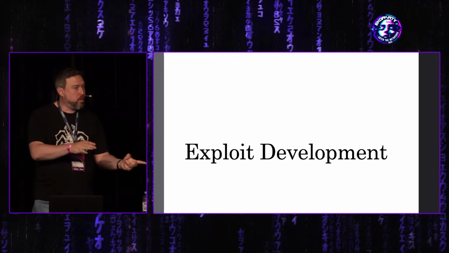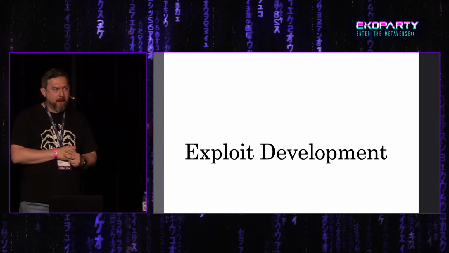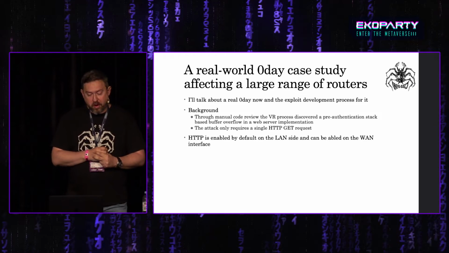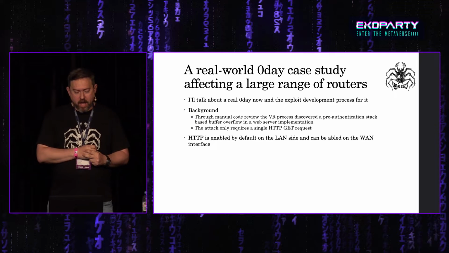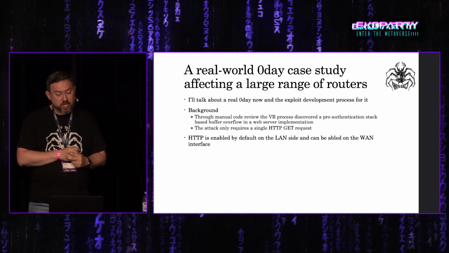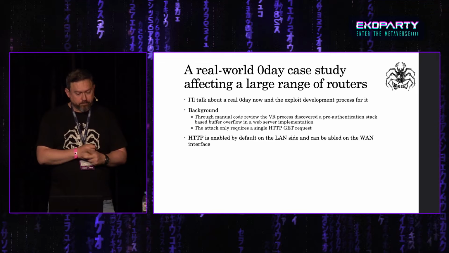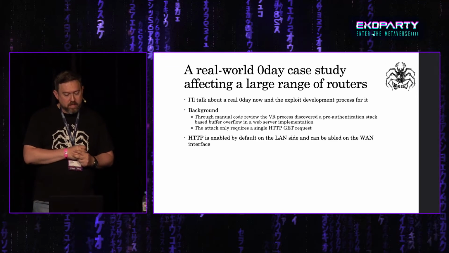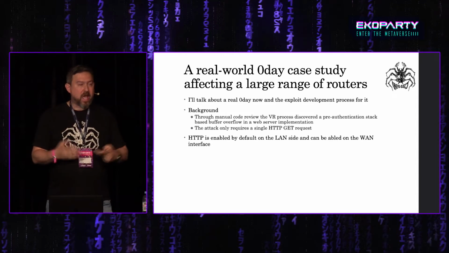We found a bug through our vulnerability research process. Now we want to write an exploit. And I'll talk about one particular exploit that I wrote, or one particular 0-day that I wrote for a router, a common router. The background for this is that through manual code review and the vulnerability research process, I discovered a pre-authentication stack-based buffer overflow in the web server implementation. The attack only requires one single HTTP GET request, and this web server is enabled by default on the LAN side of the router, but can be enabled on the WAN side as well.